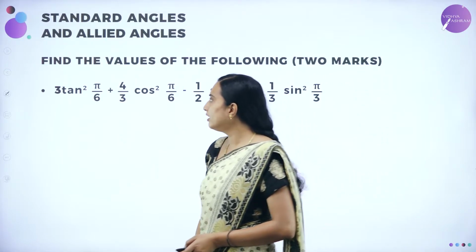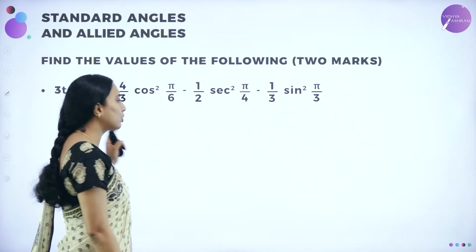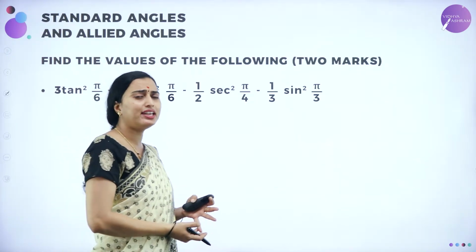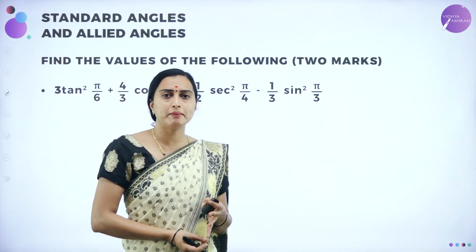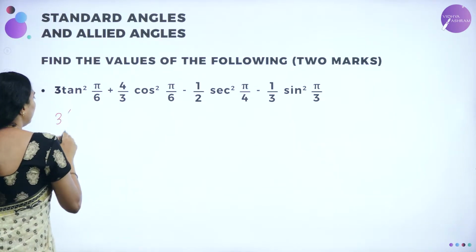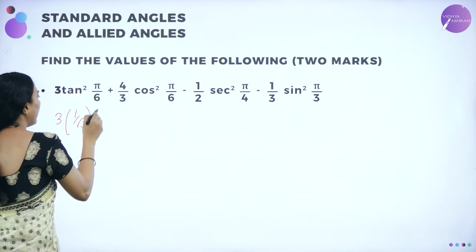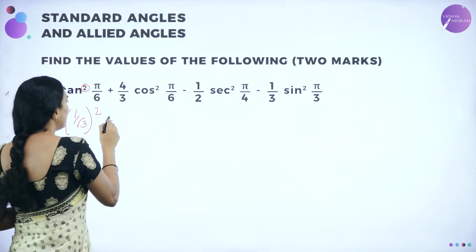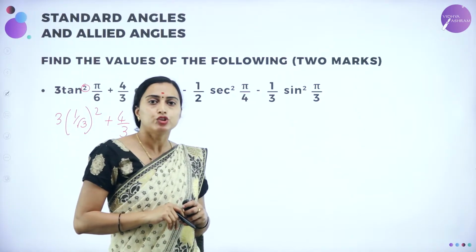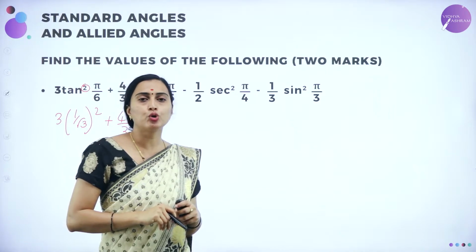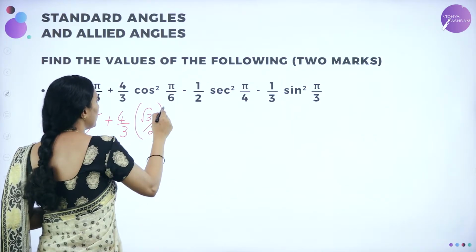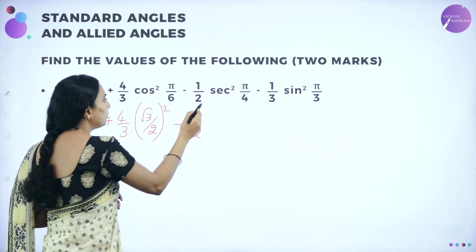What they've asked: find the values of the following, that is 3 tan squared pi by 6. What is pi by 6, dears? Which is 30 degree. You already know tan 30 degree is given by 1 by root 3. So therefore you can have it as 3 into 1 by root 3 whole squared, because tan squared is there, plus 4 by 3 into cos squared pi by 6. Pi by 6 is nothing but 30 degree. Cos 30 degree is root 3 by 2.